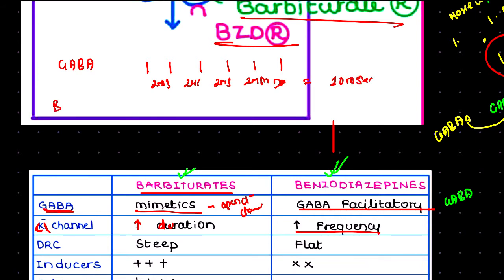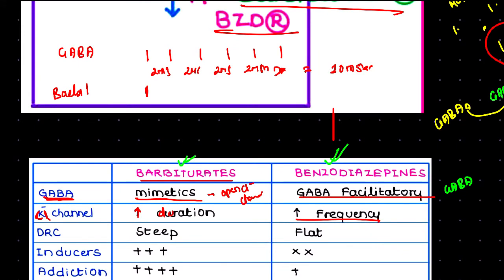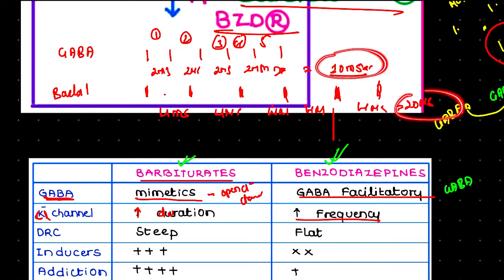But if we give barbiturates, what will happen is that the duration will increase. That means it will open for how many? 5 times, but now the duration is increased, so it will open for 4 milliseconds each. Total is 20 milliseconds. Before there was 10 milliseconds, but after, 20 milliseconds. That means it will increase double. The sedative and hypnotic action will be double.